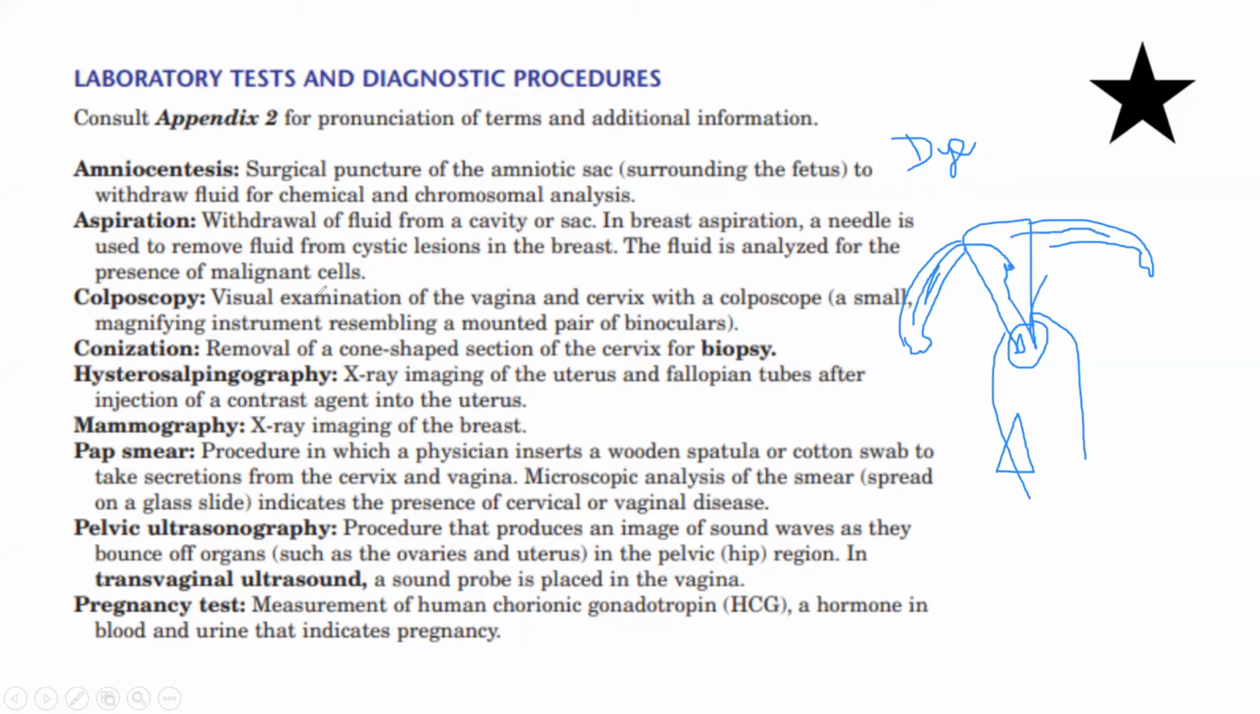This we call hysterosalpingiography. Look at the words, please. Hystero from uterus, then salpingio, we have just now finished, salpingitis, tubes, then take a picture, X-ray, of uterus and fallopian tube. This is called hysterosalpingiography or hysterosalpingiogram. Then mammography from mama, from breast, X-ray of the breast.